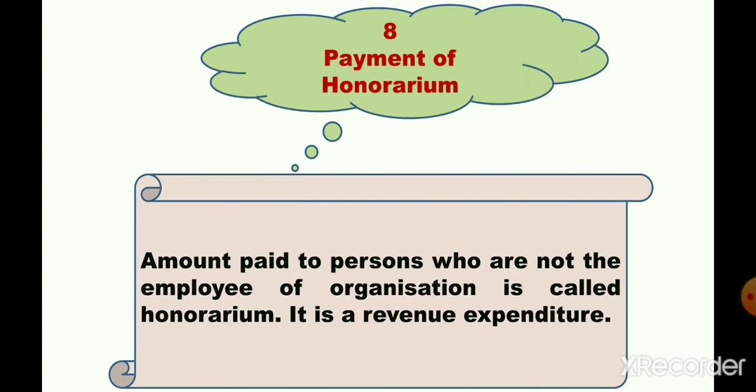Next term is payment of honorarium. Amount paid to persons who are not the employees or members of the organization is called honorarium. It is a revenue expenditure and it is shown on the debit side of the income and expenditure account.